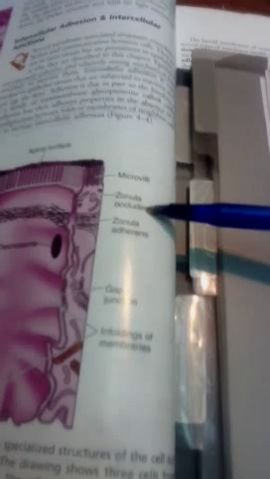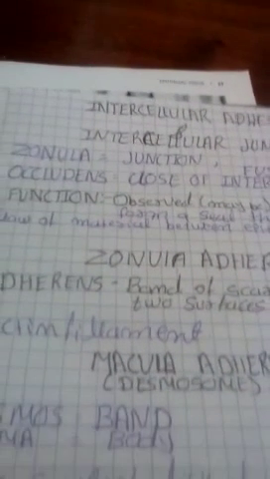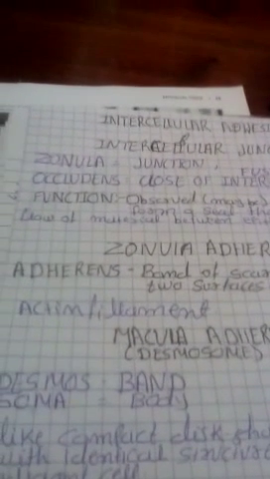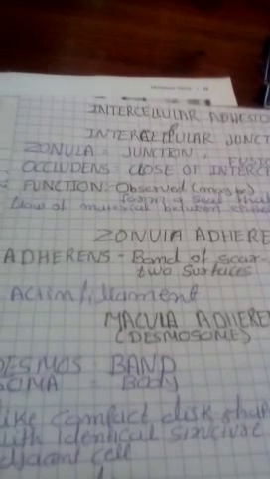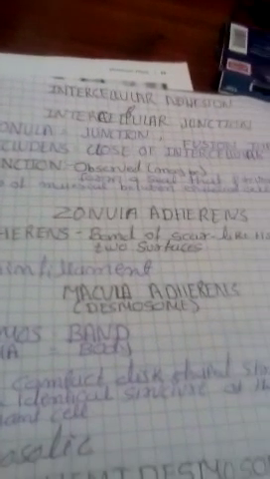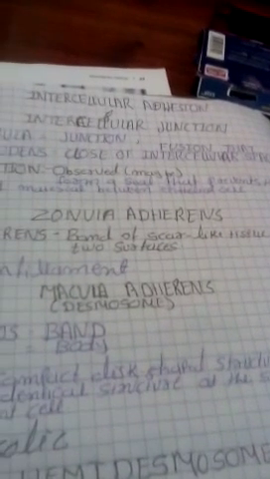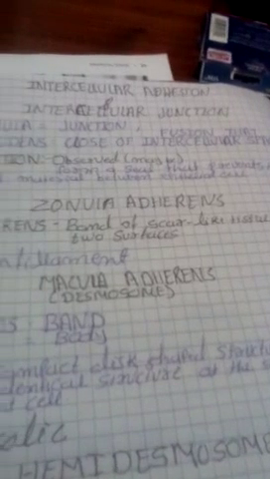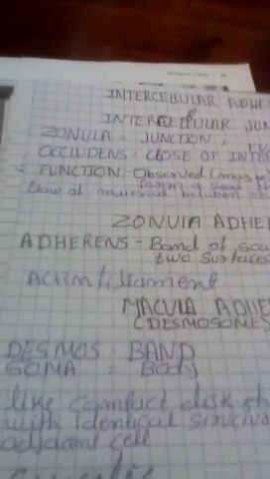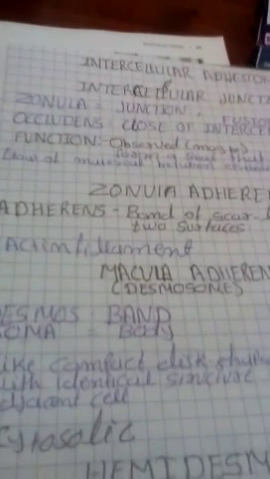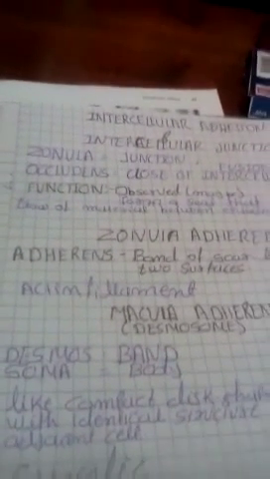The zonula occludens is the first one, and zonula is Z-O-N-U-L-A. Zonula is a Latin word, and it means junction. Occludens, O-C-C-L-U-D-E-N-S, means fusion that closes up an intercellular space. The main function of the zonula occludens is to prevent leaks.